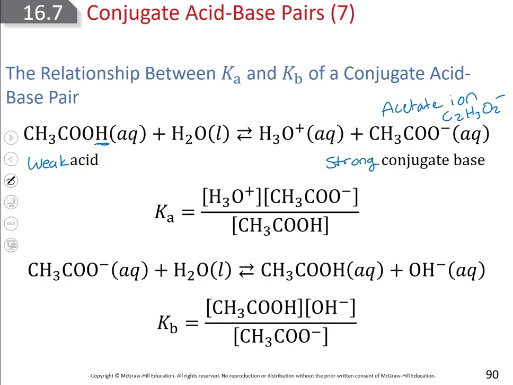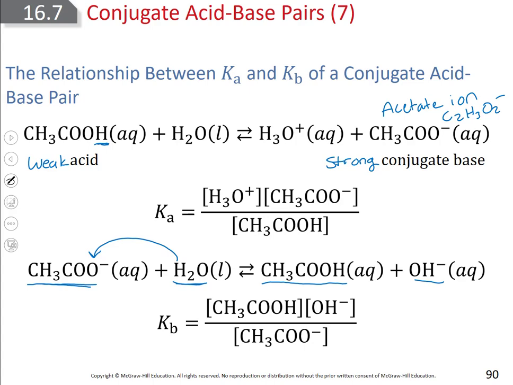So acting as a base means when it reacts with water, it produces what? Hydroxide, good. So when this acts as a base, its equation will look like this. It reacts with water to make hydroxide. Now, because it's acting as a base, a proton acceptor, that means it pulls a proton off of the water. So when it pulls a proton off, acetate turns back into acetic acid.